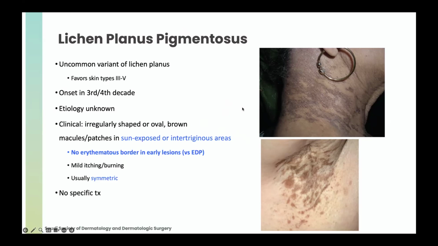Okay, what is this condition? Correct, lichen planus pigmentosus. Pellagra is a really good differential here. This is lichen planus pigmentosus in this case. And it's not very common. It's a type or a variant of lichen planus, favors skin types 3, 4, and 5. And the etiology is usually unknown. The treatment for lichen planus pigmentosus is really not easy. We try different treatment methods, but there is no really well-established treatment for these cases.